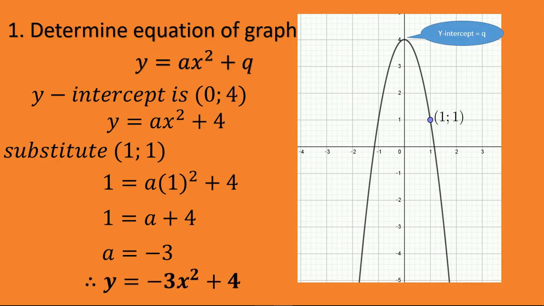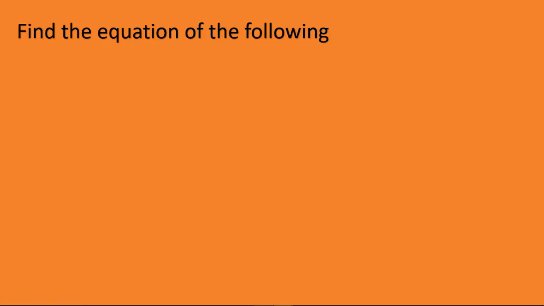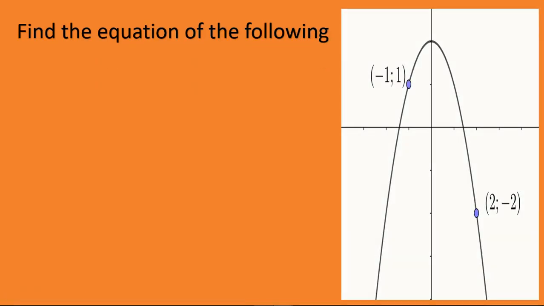I can now complete the equation. So the equation for this is y equals minus 3x squared plus 4, a determined there and q determined from the graph, the y-intercept. In my next example, the question is: find the equation of the following, and again a graph is given.